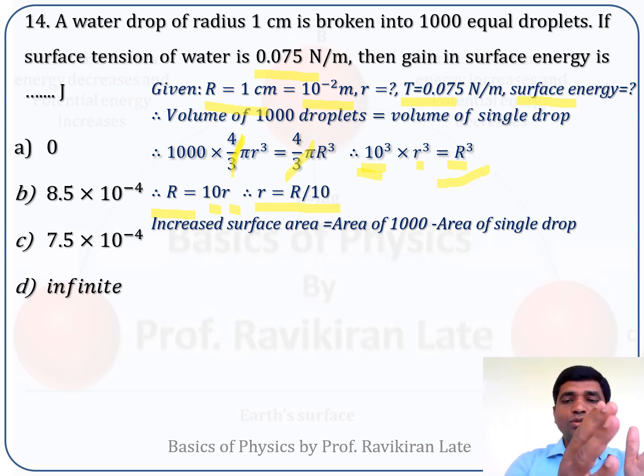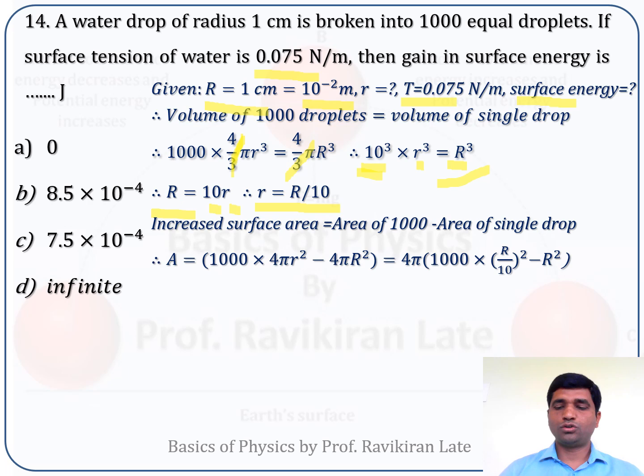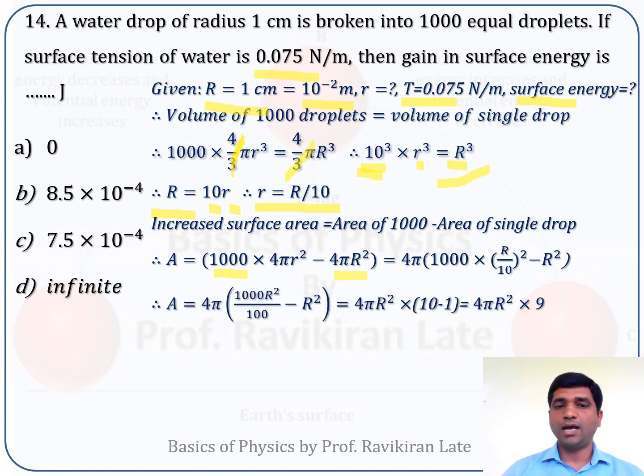The increase in surface area of 1000 droplets will be the area of 1000 droplets minus the area of a single drop. I know that the area of a drop is given by 4 pi r square. This is for a single drop. I have to calculate for 1000 droplets, so I multiply it by 1000, minus the surface area of a single drop, which is 4 pi R square. And if I substitute the value of small r, which is capital R upon 10, I can take 4 pi common from this one. So this will be 1000 into (R by 10) whole square minus R square.